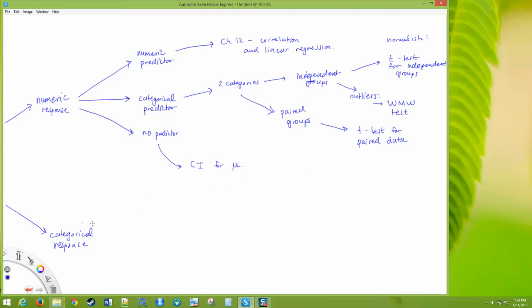Okay. All right. On the other hand, if you have a categorical response, you can technically have a numeric predictor. This was not covered, so I'm going to just put this in red. Numeric predictor. This is not covered. And that's logistic regression. But we'll cover the scenarios for categorical predictor and no predictor.